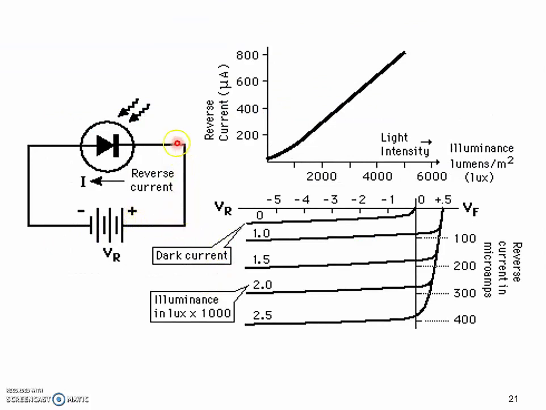Okay, same reverse biasing circuit. This curve shows again the relation of the reverse current against light intensity. And now the light intensity is measured in terms of illuminance rather than irradiance. Illuminance, the unit is lux, or lumen per meter square. This is measuring the brightness of the visible light to the human eye.